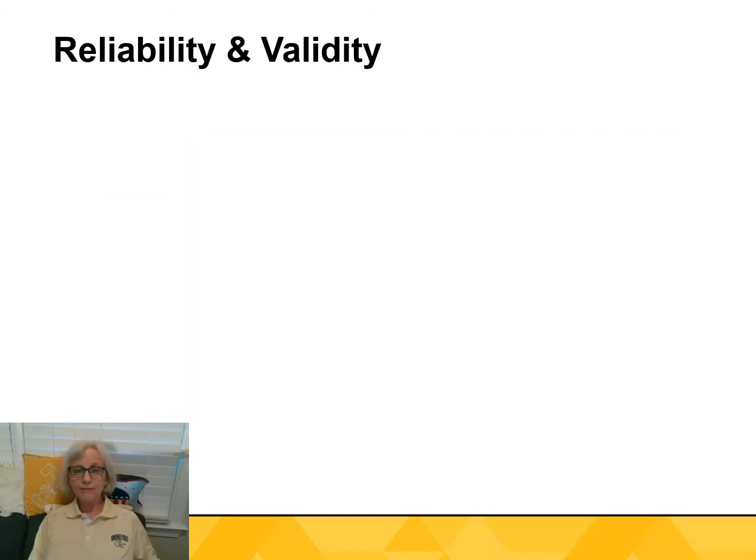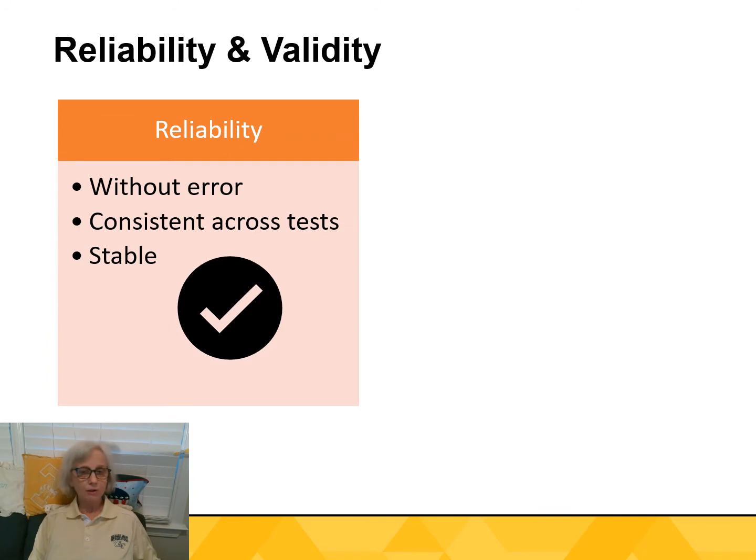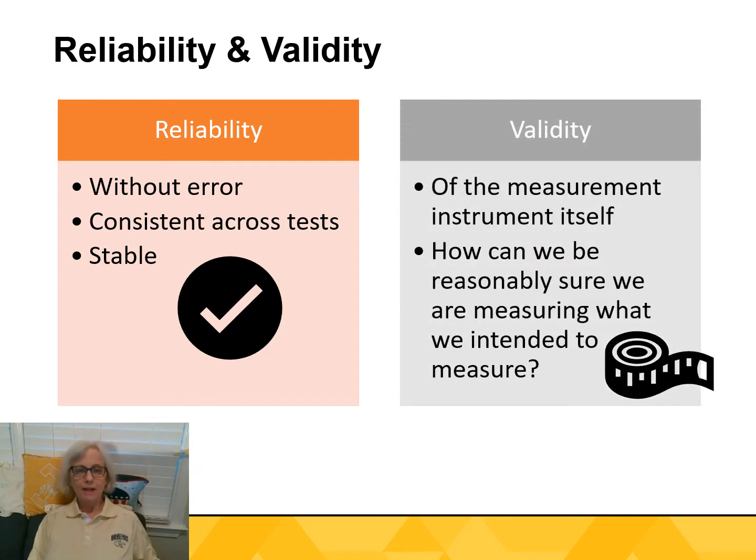Let's clearly define what we mean by reliability and validity. Reliability is without error, is consistent across tests and studies, and exhibits stability across time. A measurement instrument, often a survey, is considered valid if it measures what it is supposed to measure. There are many statistical and non-statistical tests that can be used to support validity and reliability.